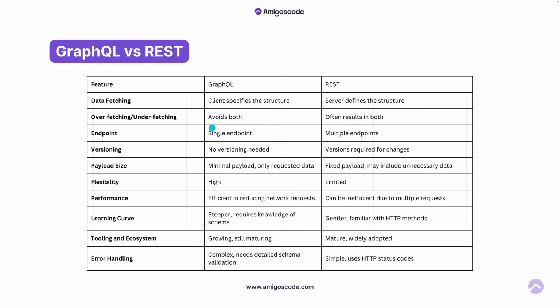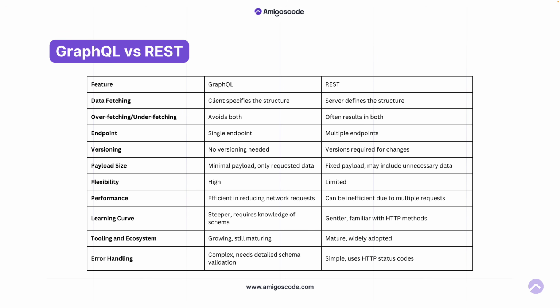With REST, there are multiple endpoints. So this is what I've just said in the last point. And with GraphQL, there is one single endpoint. No versioning needed, and the payload size is minimal, and you basically only get what you requested. So this is for overfetching and underfetching. Then you have flexibility and performance. The learning curve is actually steeper and requires knowledge of the schema. And the tooling and ecosystem is actually growing. It's not quite there as REST, for example, but GraphQL will stay.